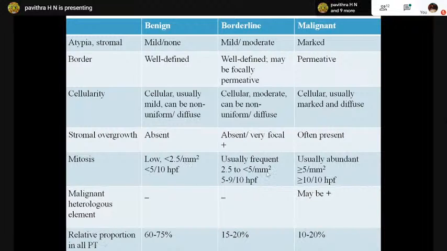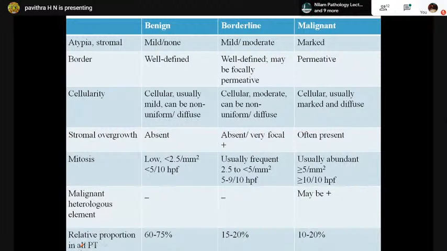2.5 to less than 5 per mm square, 5 to 9 per 10 high-power fields. Either of them will work for borderline. And more than or equal to 5 per mm square, or 10 or more per 10 high-power fields, in malignant. So malignant heterologous elements you get only in malignant phyllodes.